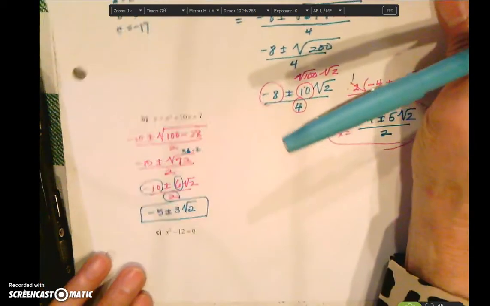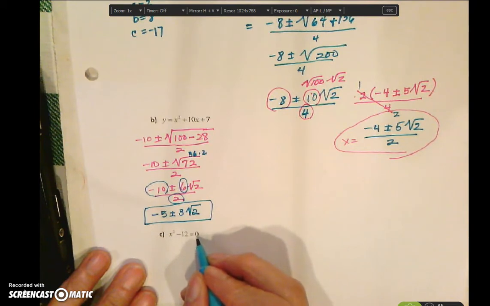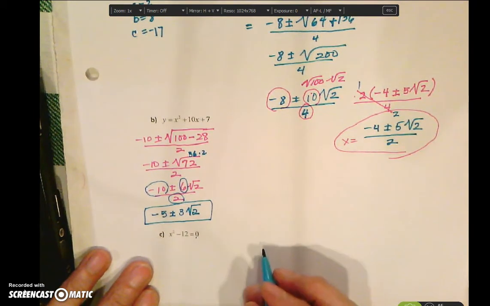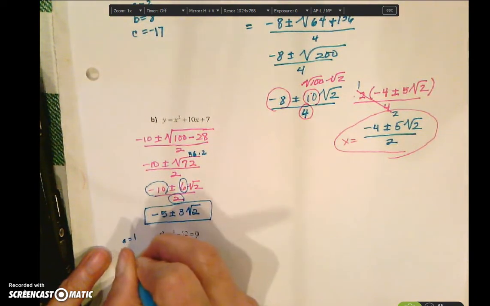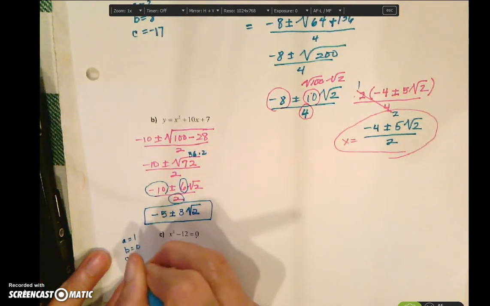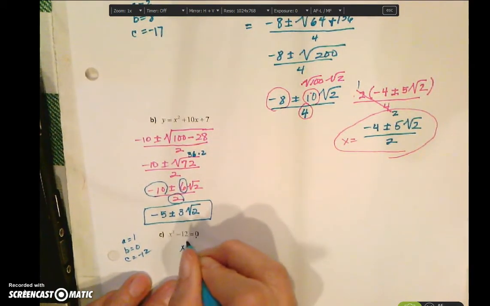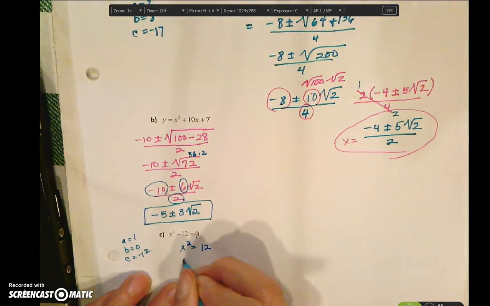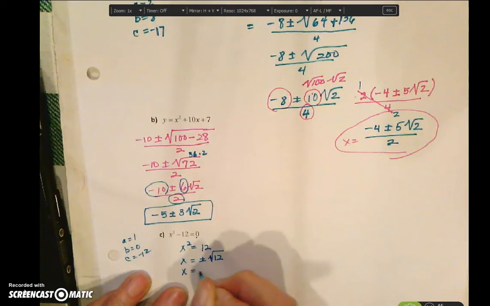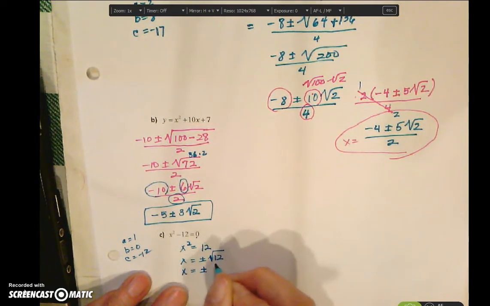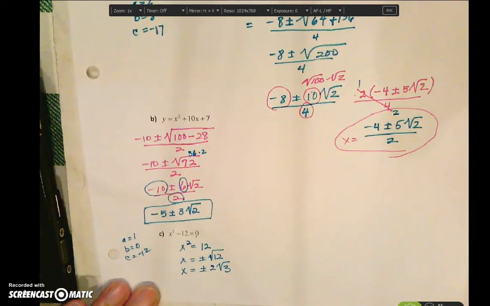One last example here, x squared minus 12. I would probably do this with the square root property, so I'm not going to do the quadratic formula. If you did do the quadratic formula, A is going to be 1, B is actually 0, and C is equal to negative 12. But I'm going to do the other method, because it's too easy. x squared is equal to 12. Take the square root of both sides and get plus or minus the square root of 12, and that will be plus or minus, that's 4 and 3, so 2 radical 3. And that's the last of the notes.